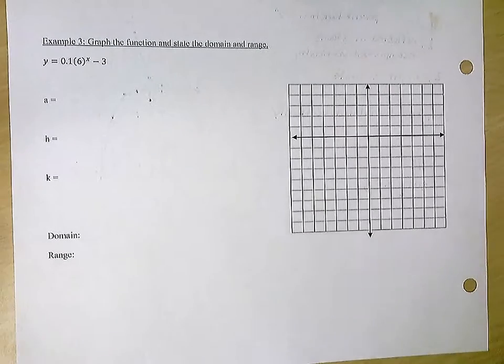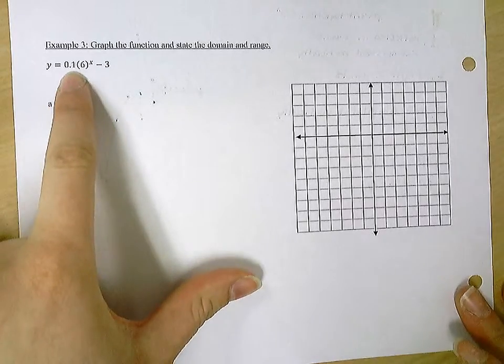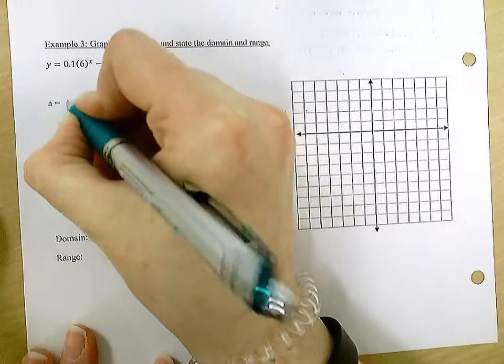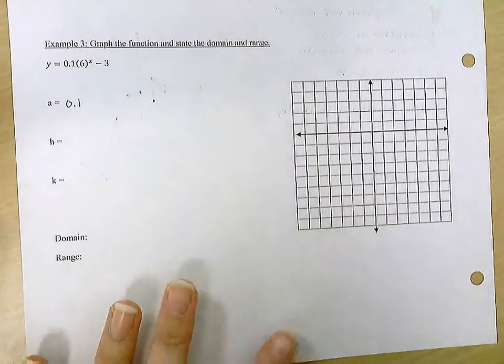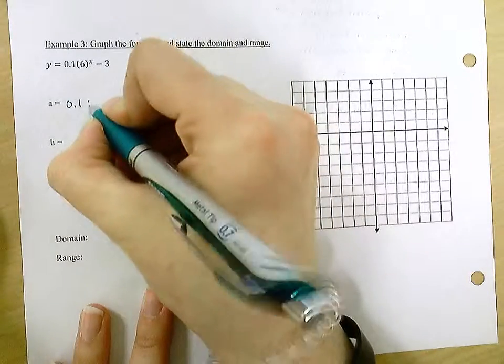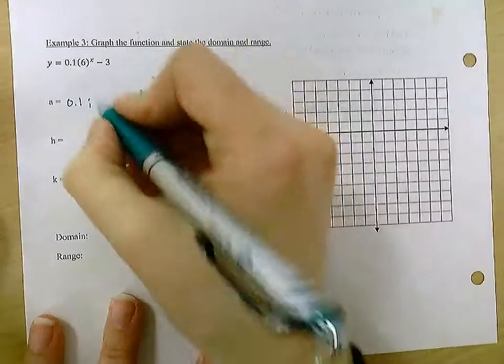Okay, then one more. This one is a decimal for your a value. Okay, so our a value is 0.1, which is 1/10. So 1/10 if you were to write that as a fraction. That means since it is between 0 and 1, it is going to compress it vertically.